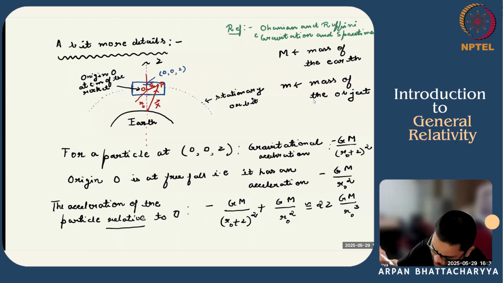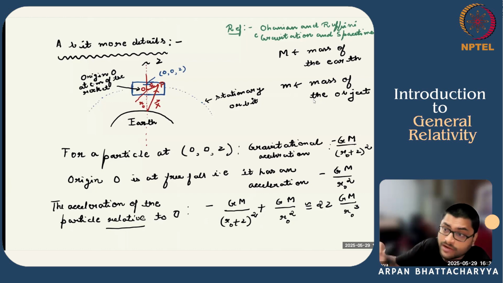So let's consider a particle which is located at this point with respect to this origin O. Basically, it is located at (0, 0, z), somewhere on the z-axis inside the rocket, shown in this cartoon. Now the gravitational acceleration for this particle due to the Earth's gravitational pull is given by this, because with respect to O it is at z, but with respect to the Earth's center it is at r0 plus z. And we know that it is G times capital M divided by (r0 plus z) squared.